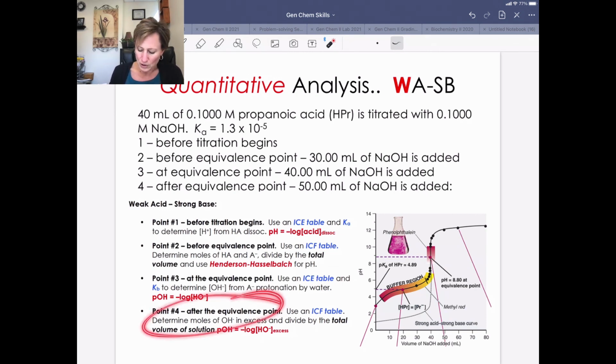After the equivalence point, we're going to use an ICF table to figure out who's there after the dust has settled. And then we're just going to consider the excess hydroxide. That excess hydroxide is going to be what drives our change in pH. All right, so the extra credit video is going to run through how to do all of these calculations, but this was the theory on a weak acid strong base calculation.